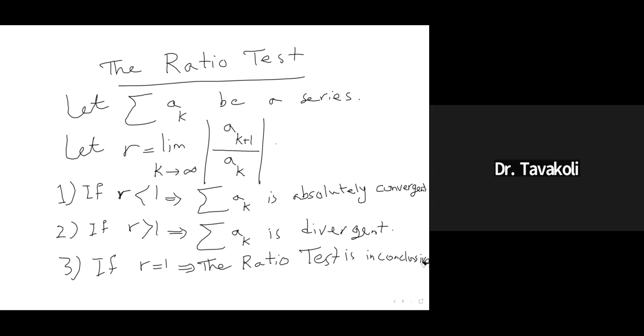By inconclusive, we mean we cannot get any result using the ratio test. Let me move this word inconclusive a little bit to the left so all the letters can be seen. Of course, in this form, this ratio test is not very clear unless we see an example.